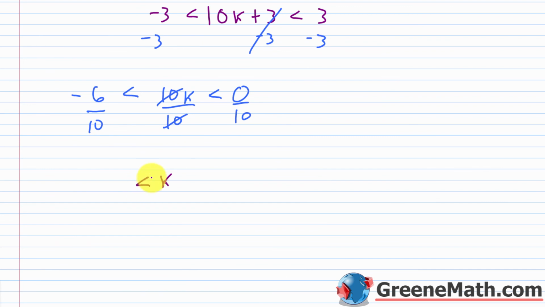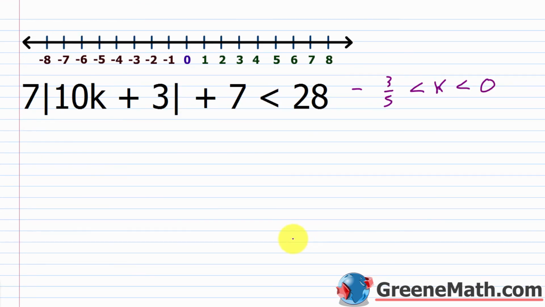And it's going to be greater than negative 6 over 10. I know it's negative. 6 is divisible by 2. 6 divided by 2 is 3. 10 divided by 2 is 5, so negative 3/5. And 0 divided by 10 is, of course, 0, so then less than 0. So k is greater than negative 3/5 and less than 0. So in interval notation, that's not including negative 3/5, up to but not including 0. So it looks like that.